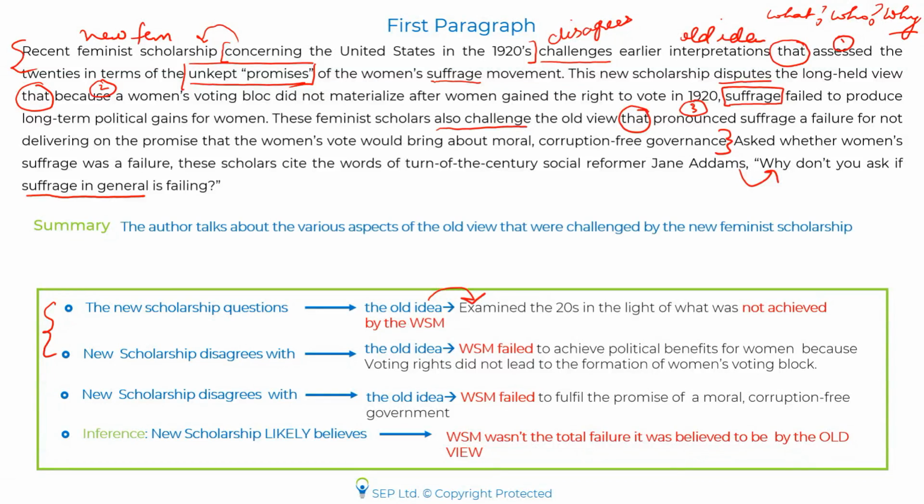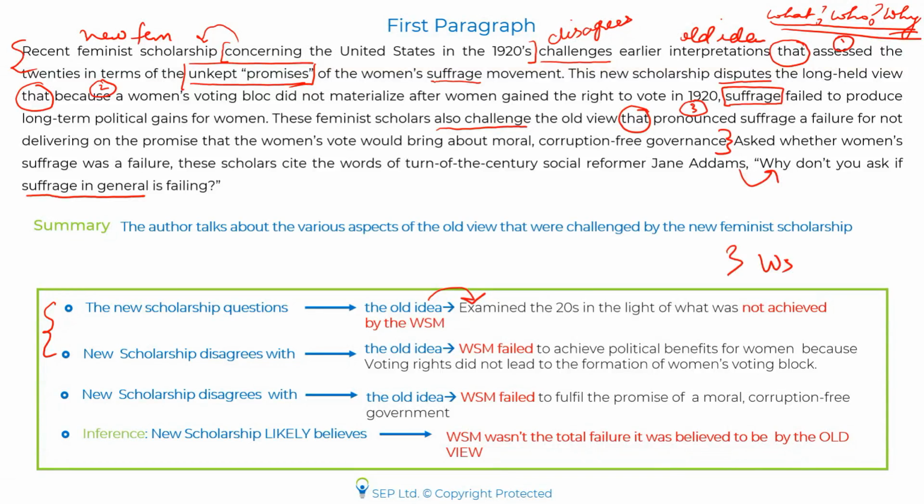So the summary of this passage is the author talks about the various aspects of the old view that were challenged by the new feminist scholarship. So I focused on the three W's: what, who, why. Every sentence I simplified the what, I noted down who said it, and I connected why it was being said. And then I summarized the paragraph. So this is the process of involved and evolved reading, guys. Let me know if this is clear to all of you.